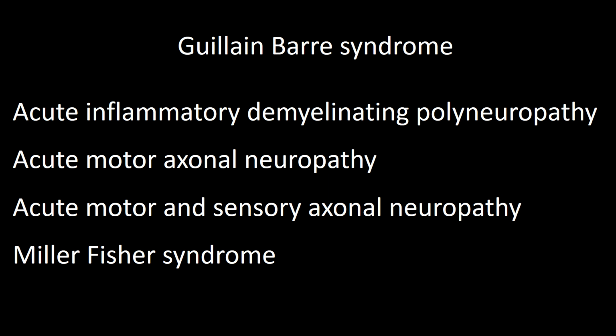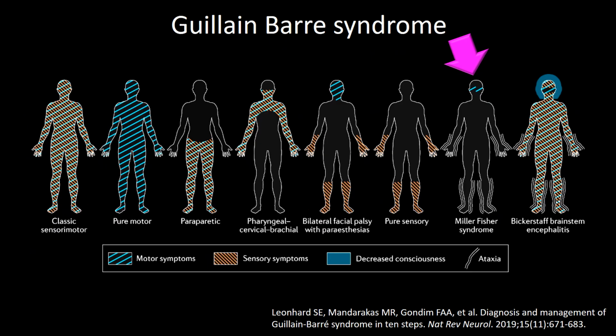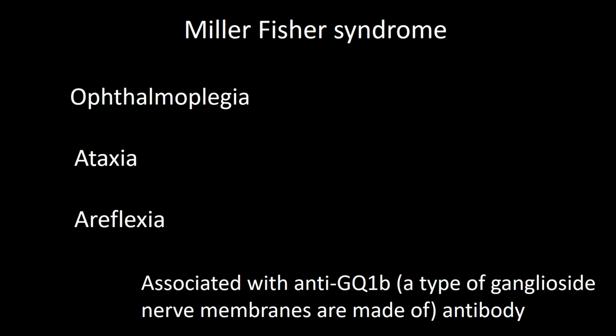And the last variety I will mention is Miller-Fisher syndrome. This variety corresponds to the type indicated in this frame. Notice the absence of weakness, except in the eye muscles, and the absence of somatosensory findings. So Miller-Fisher syndrome is characterized by ophthalmoplegia, ataxia, and areflexia.